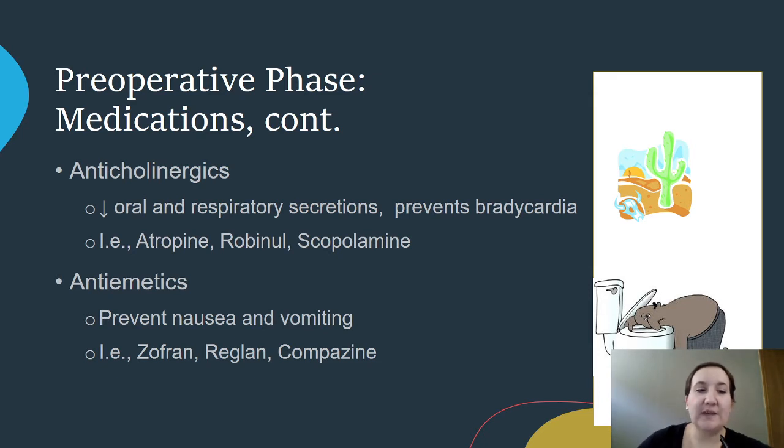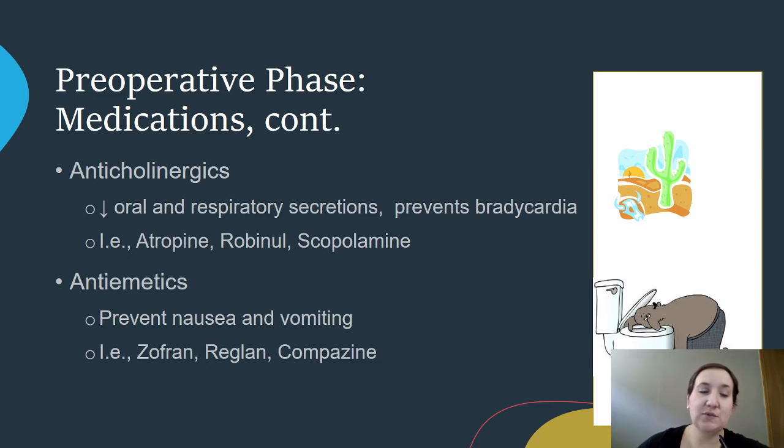Anticholinergics, like our atropine, Robinul, scopolamine, decrease oral and respiratory secretions. They prevent bradycardia. If you've ever seen a scope patch, scopolamine, it's usually placed behind the patient's right or left ear. They can also be used conveniently for seasickness. So patients going on cruises might request scopolamine if they've had an issue with that in the past. Anybody who has a history of postoperative nausea and vomiting, where they react terribly to the effects of anesthesia, might have the scopolamine in place.